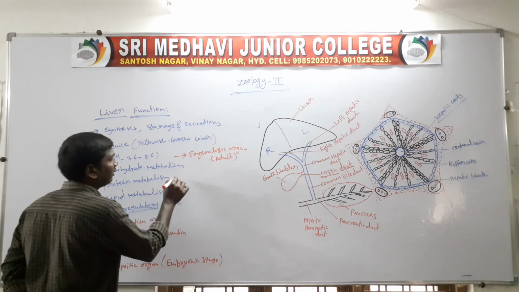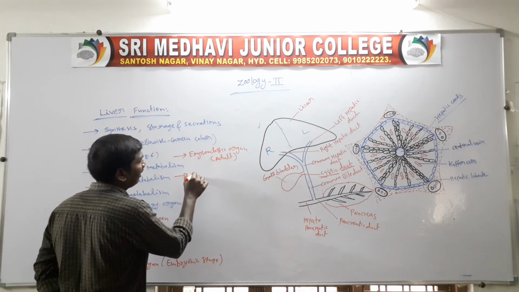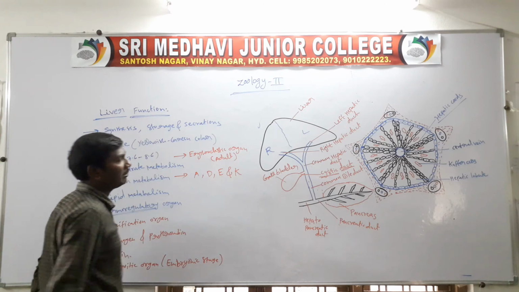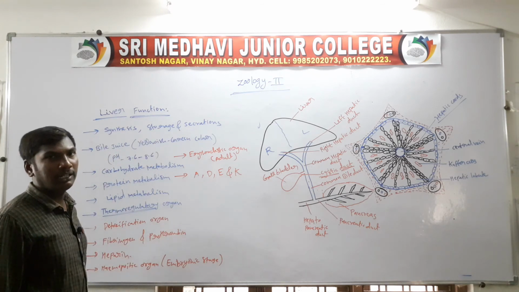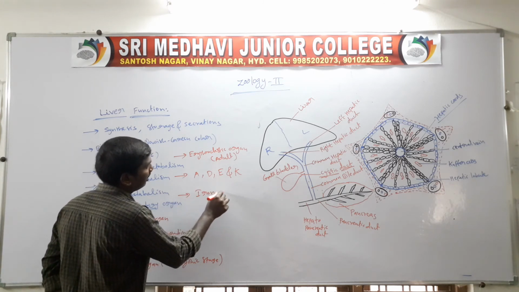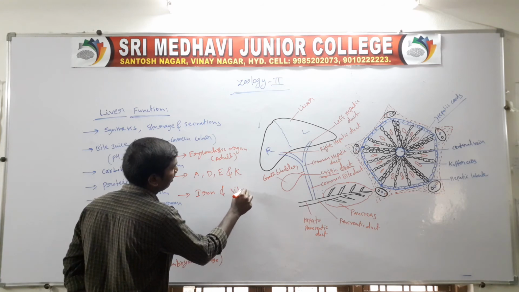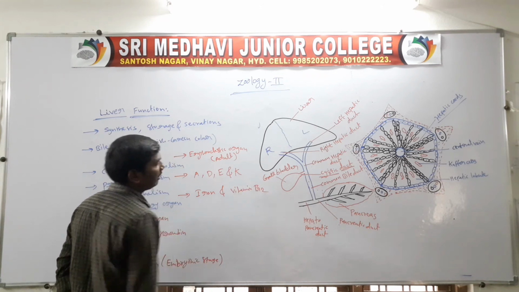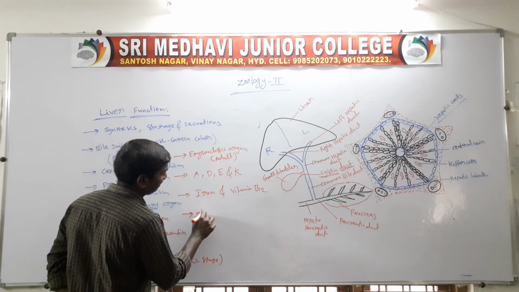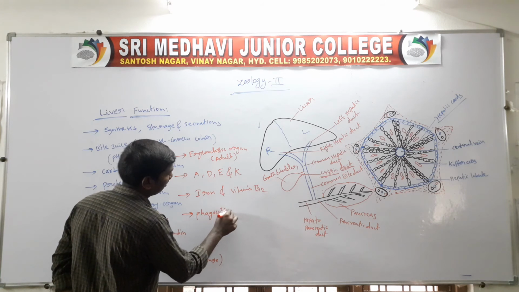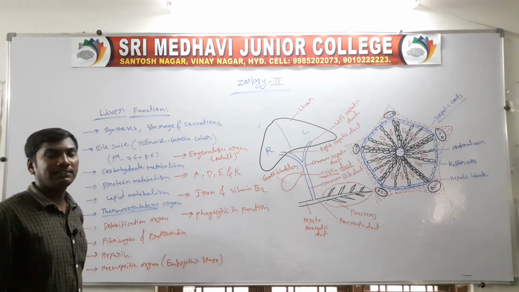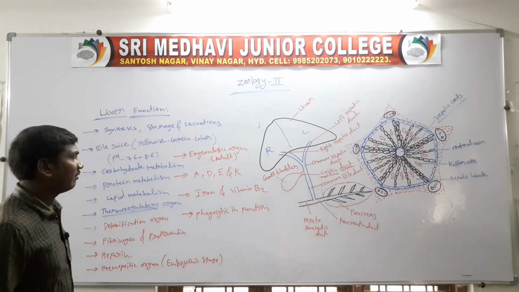Next one, the liver stores the vitamins A, D, E and K. It also stores iron and vitamin B12. Next one, the liver functions as a phagocytic organ. Phagocytic function means eating foreign particles.